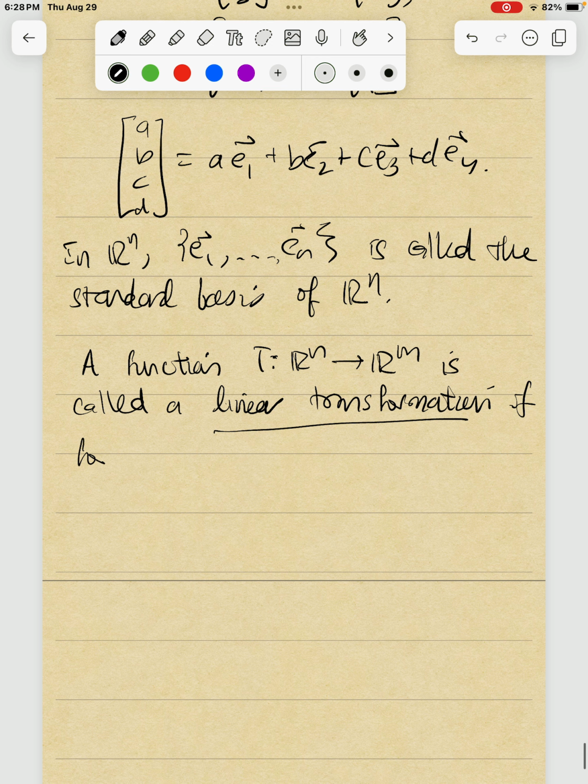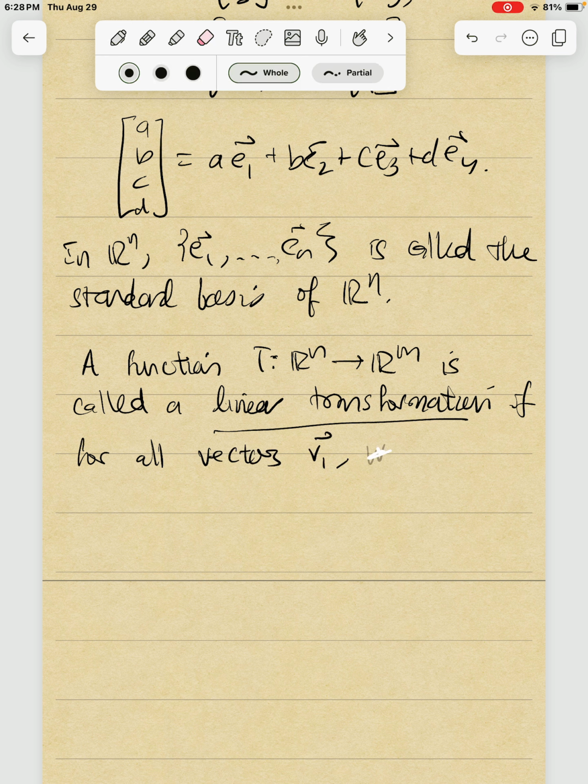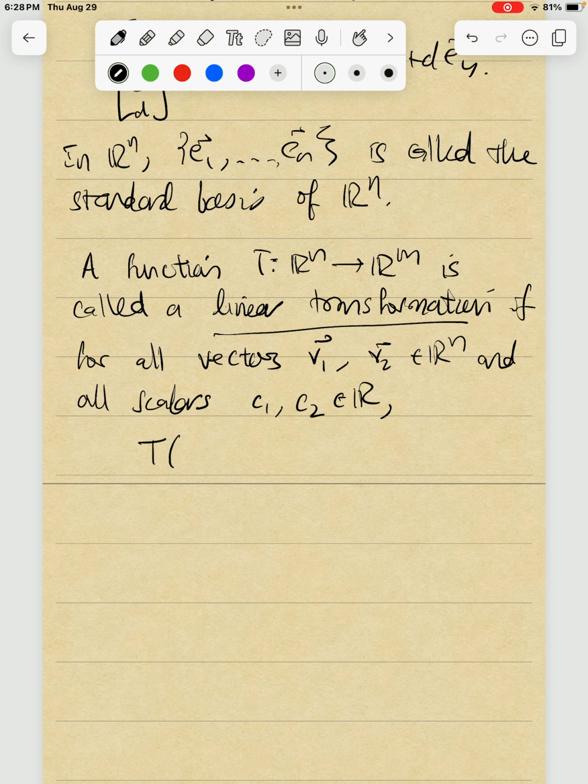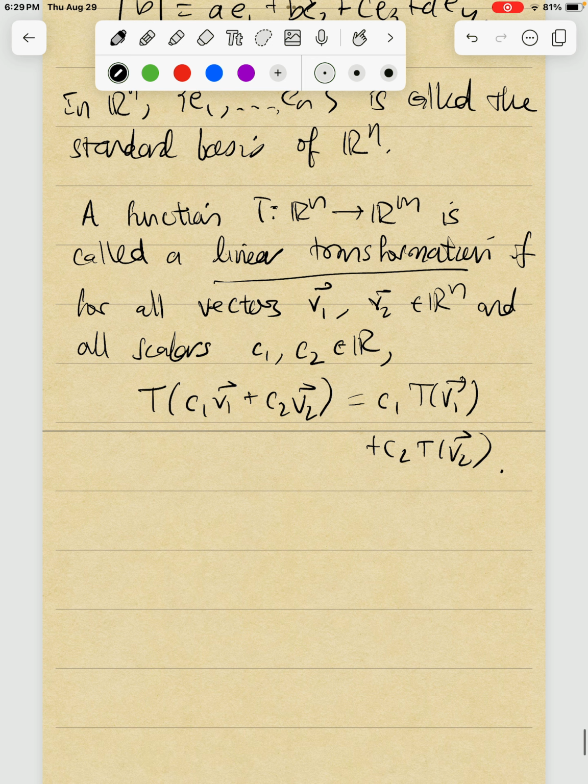if for all vectors v1 and v2 in Rn and all scalars, meaning all real numbers, c1 and c2, T of c1 v1 plus c2 v2 is equal to c1 T of v1 plus c2 T of v2. That's the linearity property.